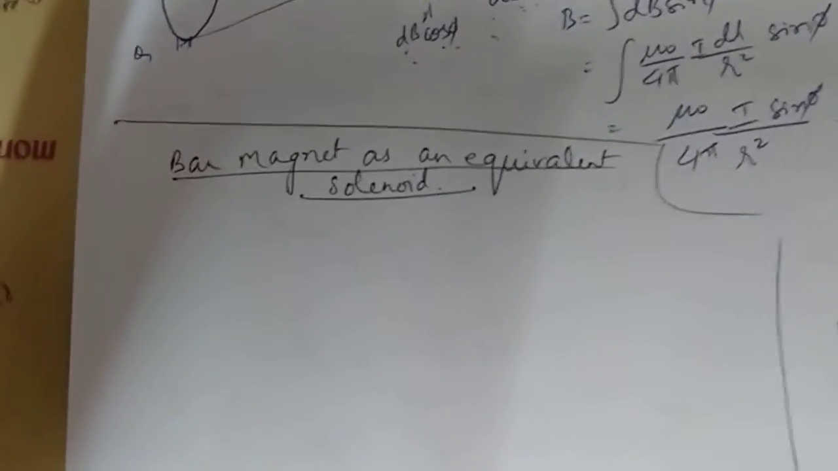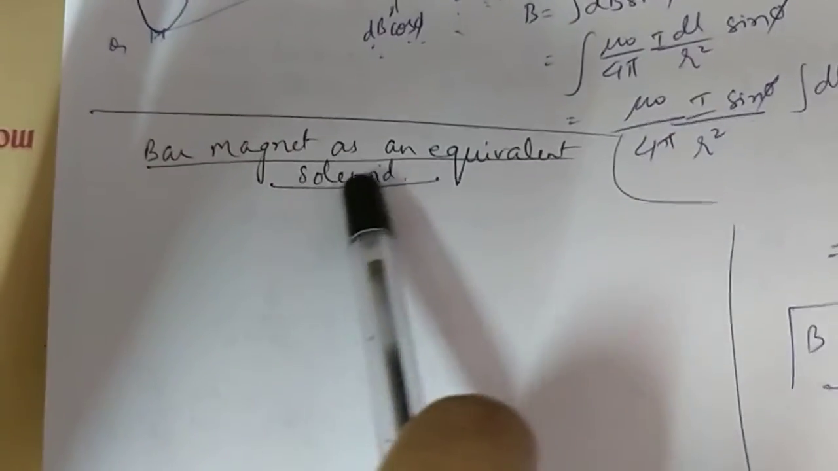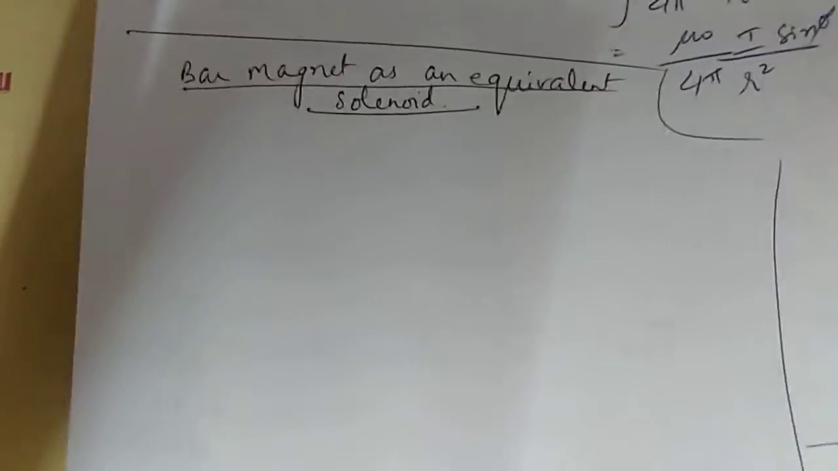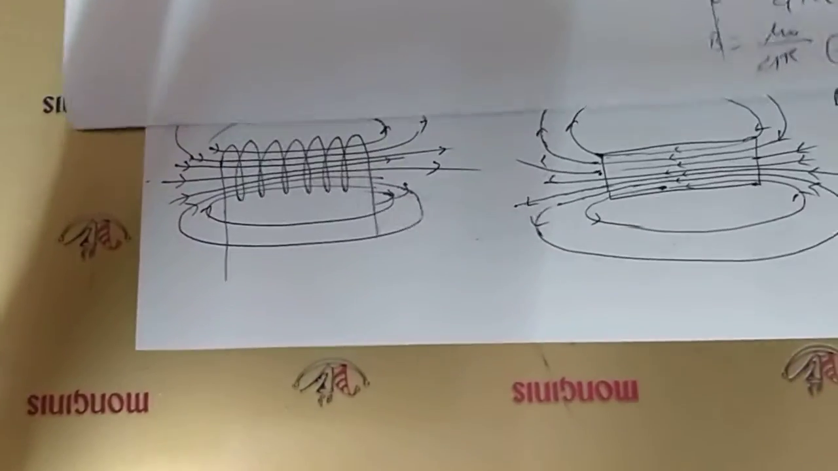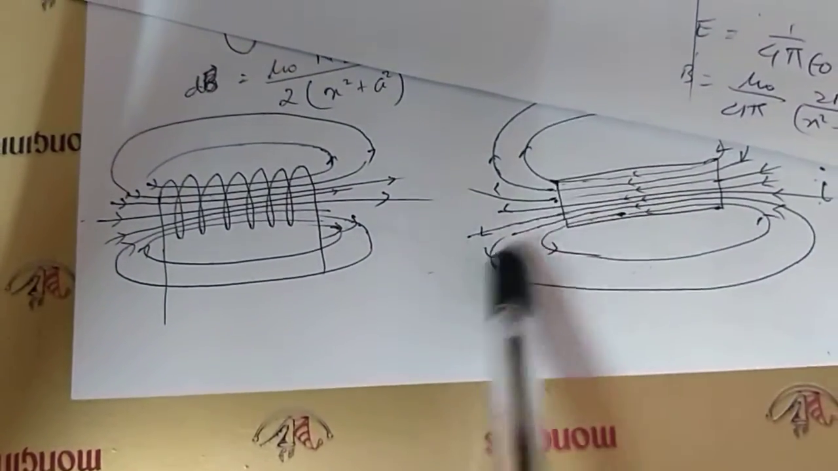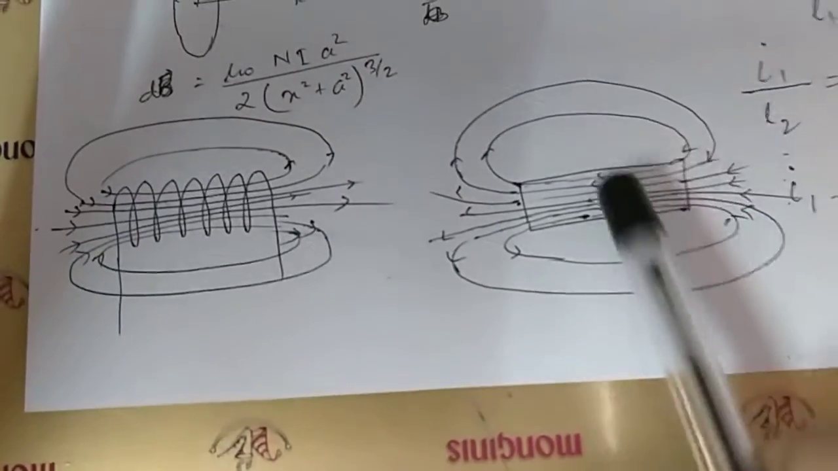Okay, so children, now the next topic is bar magnet as an equivalent solenoid. If you see the magnetic field pattern of a bar magnet and a solenoid, you see there is a similarity between them. Okay, so here is a bar magnet. This is the north pole, and this side is the south pole.